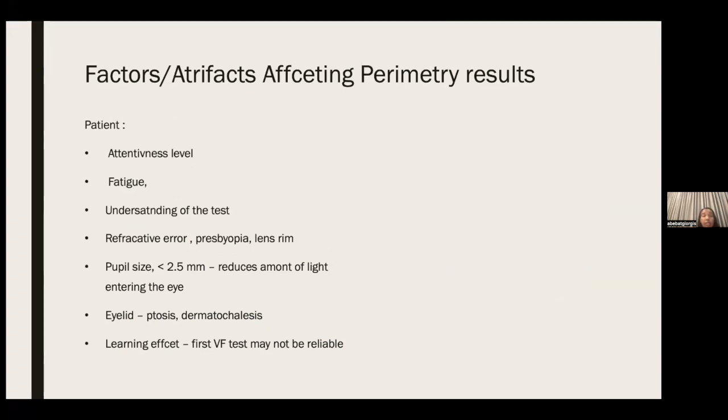misunderstanding of the test, refractive error, presbyopia, lens rim, small pupil size, which reduces the amount of light entering the eye, eyelid ptosis, dermatochalasis, and the learning effect. Usually the first test is not reliable. And from perimetrist aspects, if there is improper instruction, mispositioning of the patient, and it also requires monitoring during the test time.